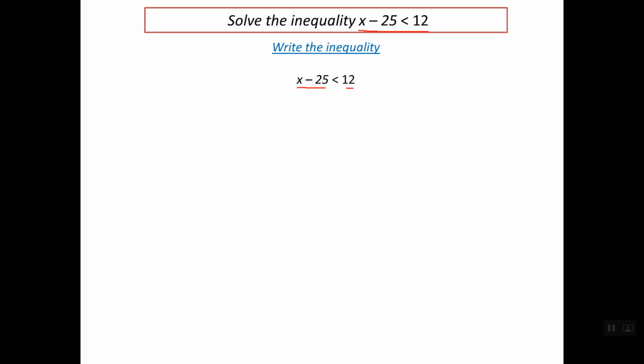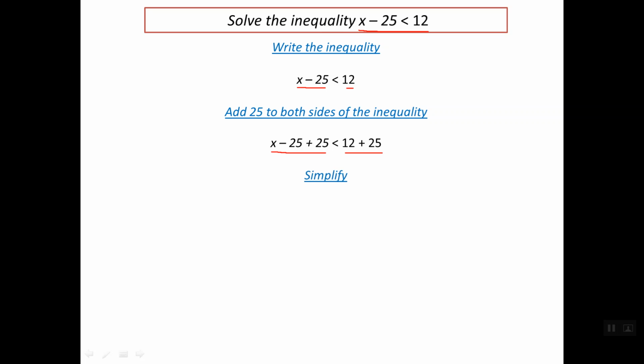So simply we can keep the variable x alone at the left side of the inequality by adding 25 to both sides of the inequality. So add 25 to both sides of the inequality. So the left side of the inequality will be x minus 25 plus 25, and the right side of the inequality will be 12 plus 25.